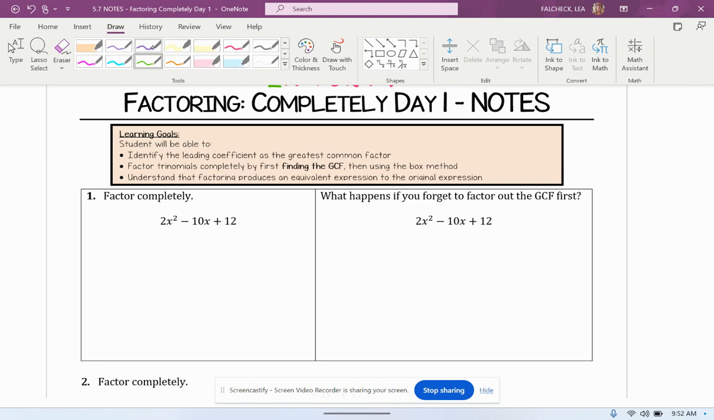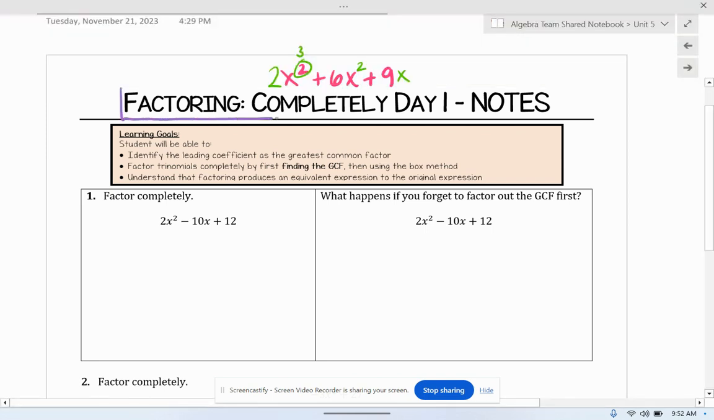And whenever you see factor completely in the directions, that's telling you that you need to look for a GCF. So remember, GCF is the greatest common factor. And the greatest common factor is going to be the largest number that you can divide each term in the polynomial by, and it's an even nice number. Okay. So in number one, it says you're going to factor completely.